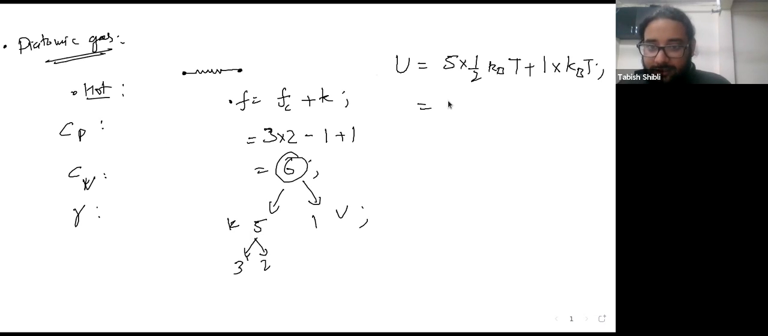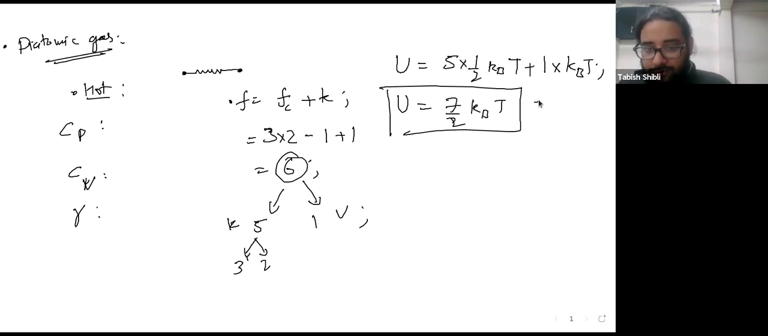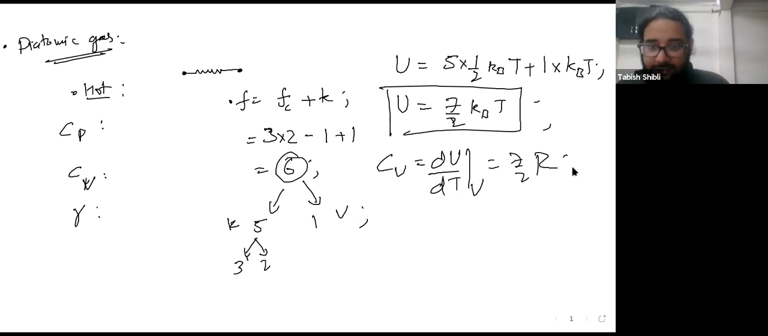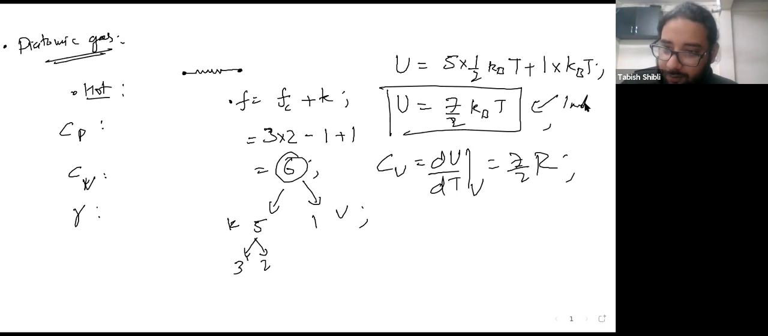So this is 7 by 2 kBT. Lovely. So this is U. So what is CV? That is dU by dT at constant V, which is what? 7 by 2 R. This is just for one molecule. Now we're calculating for 1 mole, so that's why it's 7 by 2 R.